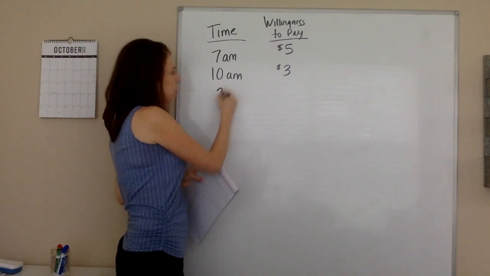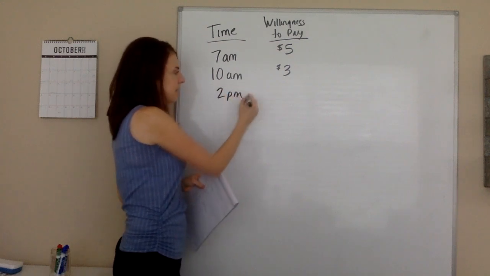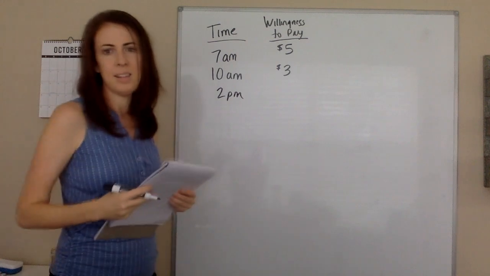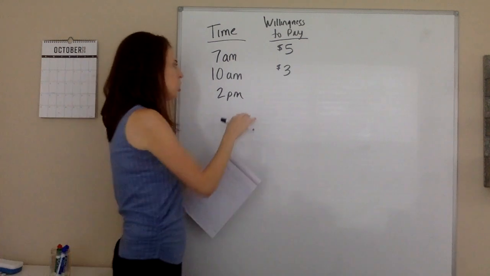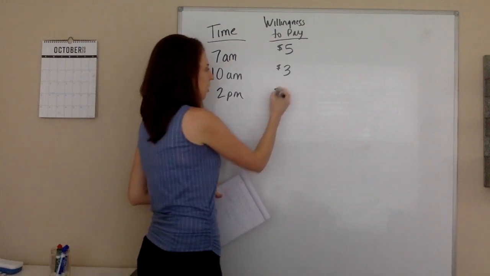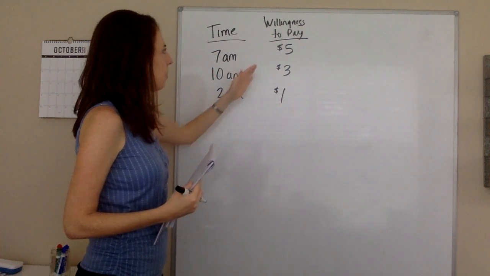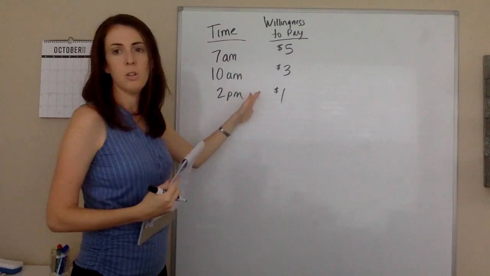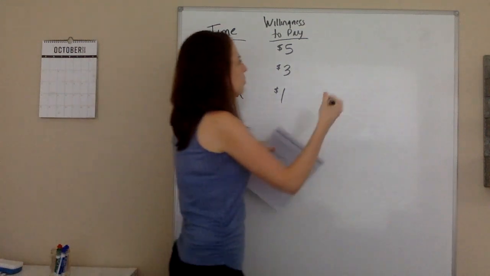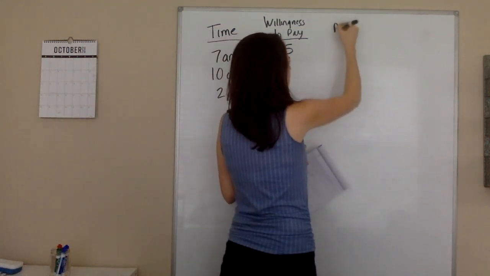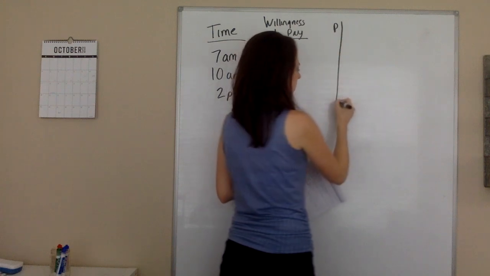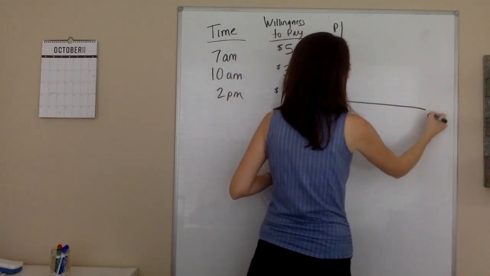At like 2 p.m. in the afternoon, they kind of liked another coffee kick, but they didn't absolutely need it. So at 2 p.m., their willingness to pay was $1. And what we can do with these willingness to pay values is plot them. So what we might do is have a supply-demand type setup where we have price against quantity.